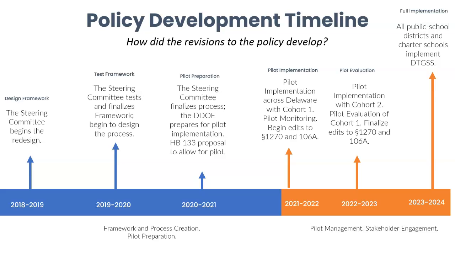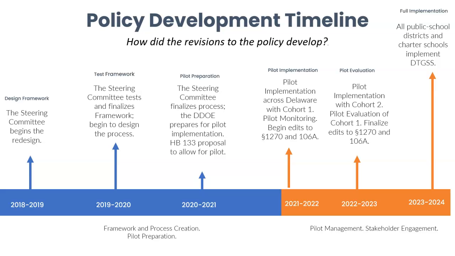Also, in the summer of 2021, House Bill 133 was signed, allowing the DOE to begin the pilot with 9 LEAs. In 2021-2022, DTGSS pilot implementation began with Cohort 1. Activities involved both leader and teacher training, school visits, monthly calibration sessions, continued edits of the guidebook, resource creation such as sample CEI statements, sample professional growth goals, sample DSC forms, administering surveys and analyzing results were a few other activities. Edits also began to 1270.